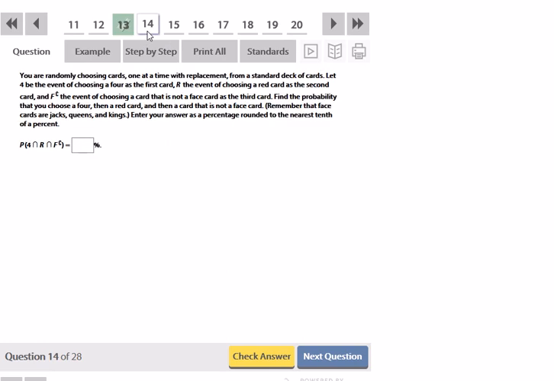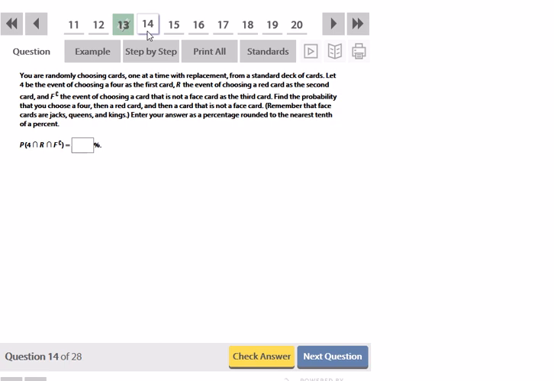You are randomly choosing cards one at a time with replacement. That's important. That's what makes this independent. When you see without replacement, then that makes this dependent. But okay, so these are independent events. They tell you what each event is, so they want to know what is the probability of getting, let's just read it.